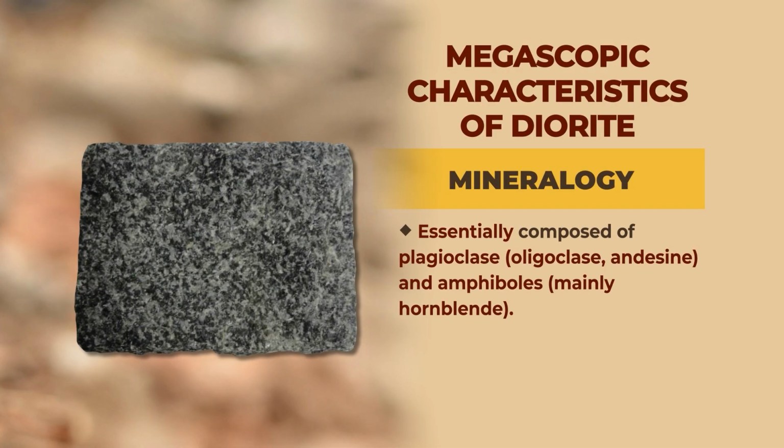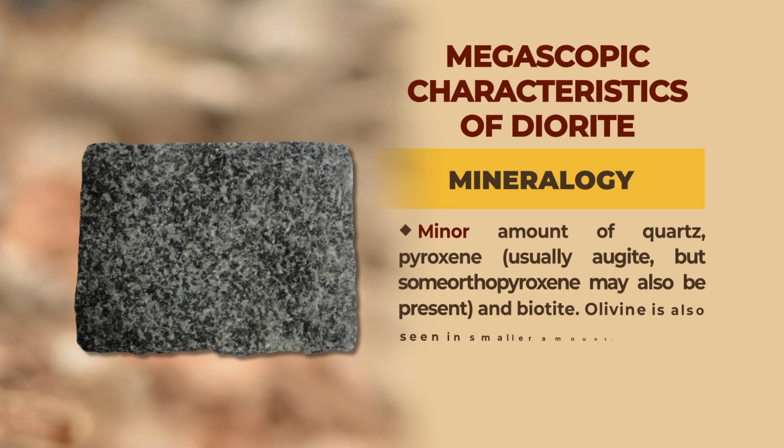Mineralogy-wise, these are essentially composed of plagioclase. If we want to specify among the plagioclase feldspars, they are basically oligoclase and andesine. And the amphiboles are mainly hornblende. A minor amount of quartz is also present. Pyroxene, which is usually augite, a clinopyroxene, and some orthopyroxene may also be present. Biotite is also an important constituent of a diorite. Olivine is seen sometimes in very small amounts. Accessory minerals present will be magnetite, apatite, sphene, ilmenite or zircon, etc.